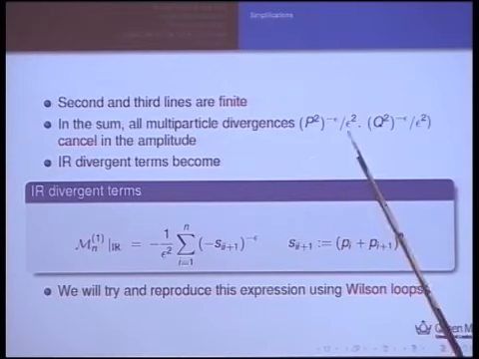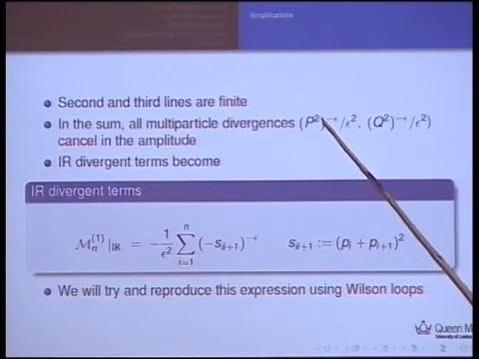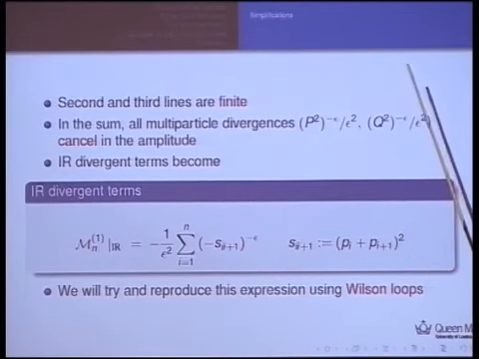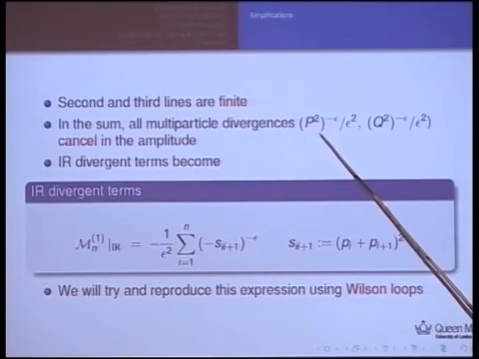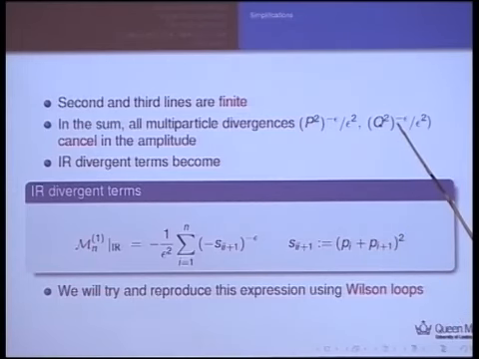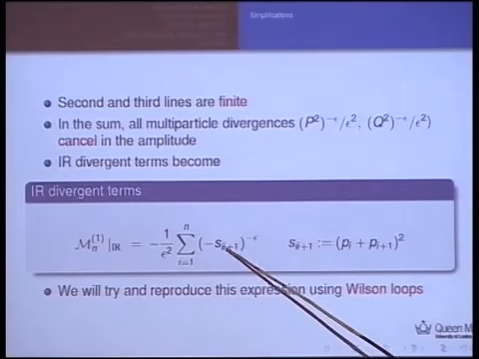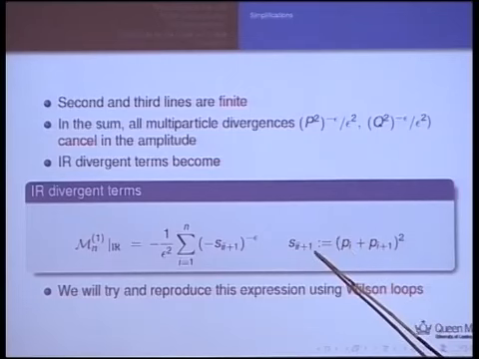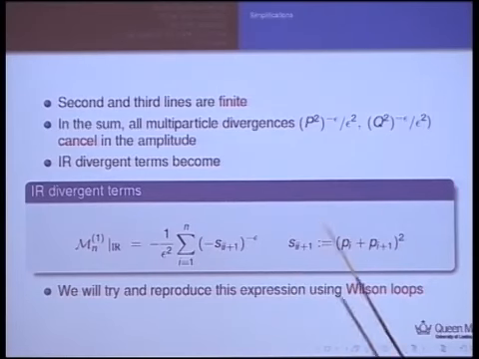Now, the divergent top line: when you sum up, I mentioned that the amplitude is a sum over the two-mass-easy box functions, then the multi-particle divergences cancel. The infrared divergence simply becomes a sum over these single-particle poles. We're going to try to reproduce not just this expression, but the whole expression using Wilson loops.